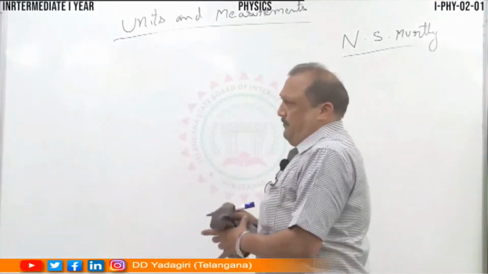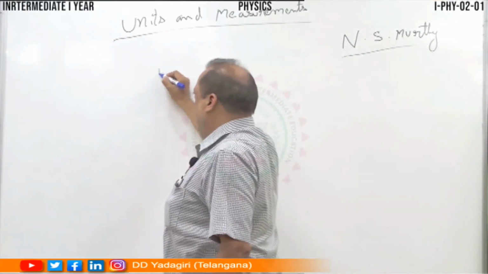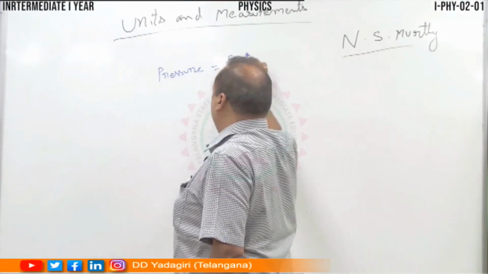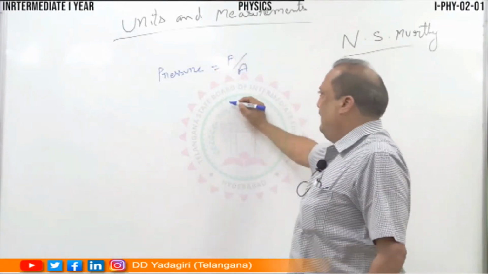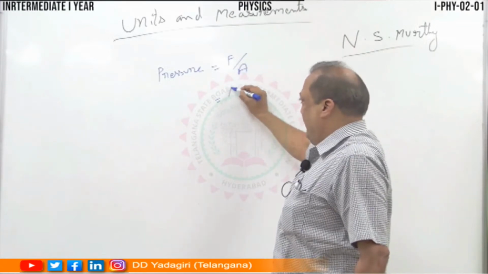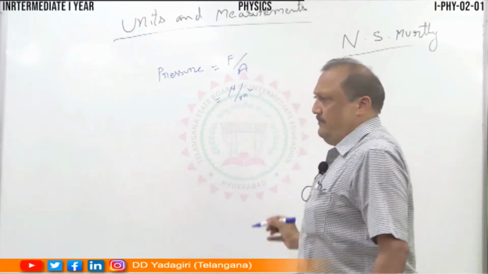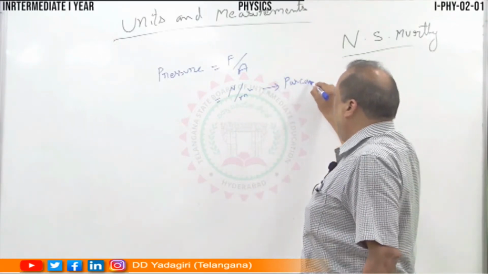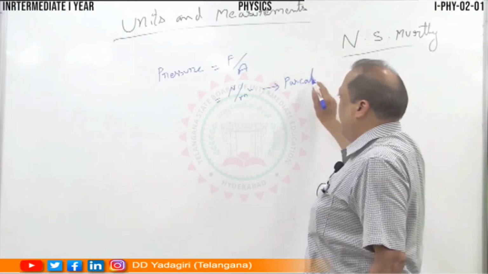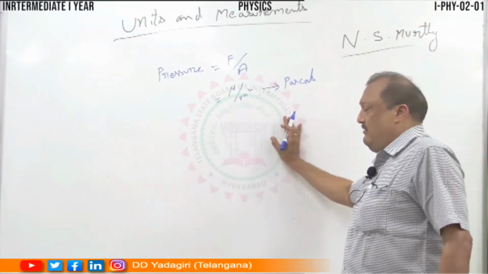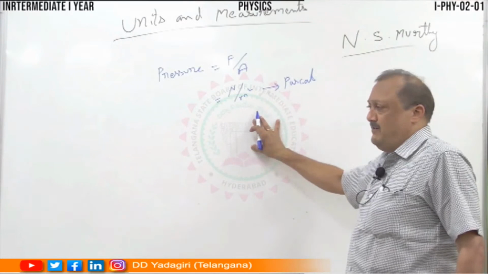So in case of pressure, a physical quantity, it is force by area. Then we give the SI unit as Newton per meter square. Again, for this we give Pascal. Pascal is the name of the unit of pressure. What is the relation between Pascal and Newton? Pascal is equal to Newton per meter square.